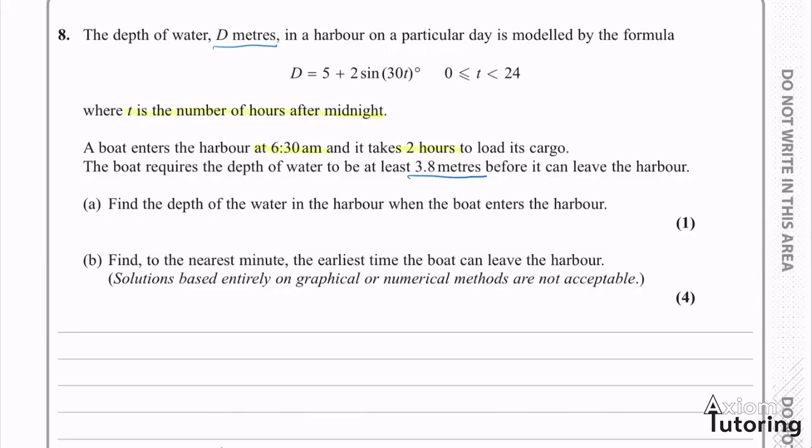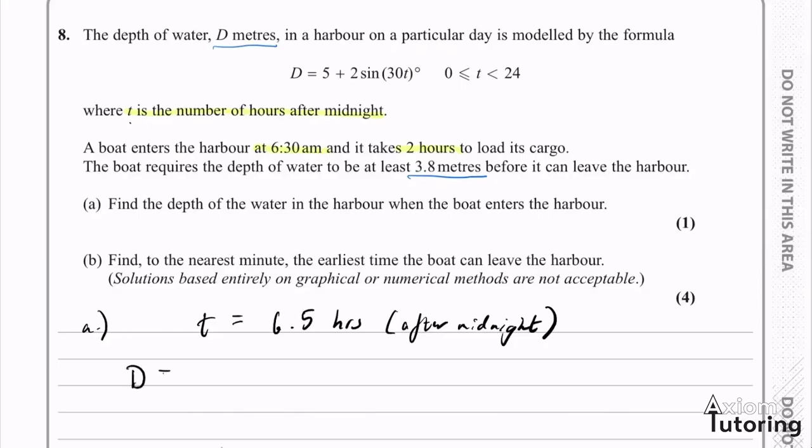Okay, so if the boat is entering the harbour at 6:30 a.m., we need to figure out how that translates to t, little t, which is the number of hours after midnight. So if it's 6:30 a.m., then for part A, t must be equal to 6.5 hours after midnight, just so we're clear on that. And so we want the depth of the water when t is 6.5.